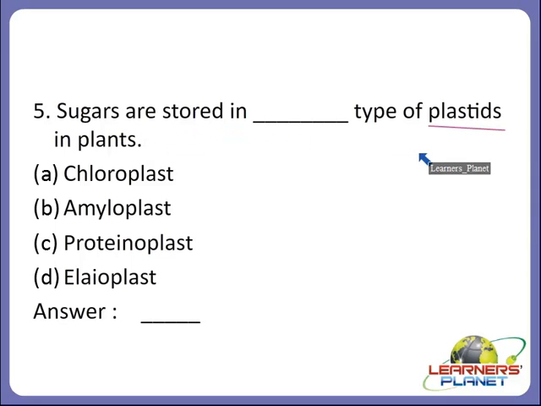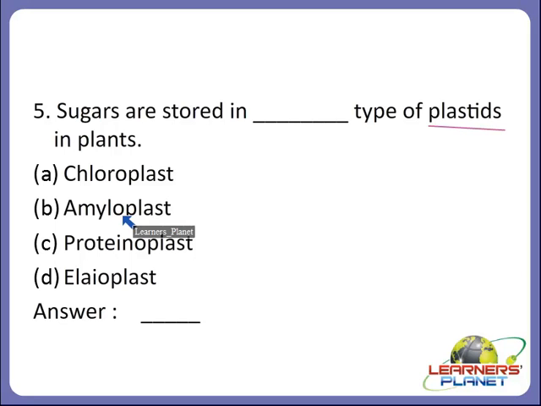If the question was that sugars are synthesized in which type of plastid, then of course the answer would have been chloroplast only. But the point is where it is stored. So now we have to look at these three different kinds of plastids: amyloplast, proteinoplast, aleoplast. This aleo is related to lipids, right? So it is meant for lipid storage. Proteino, the word itself suggests that it is related to protein storage. Now these could not be the answer. Left out is only amyloplast, so it has to be the answer.